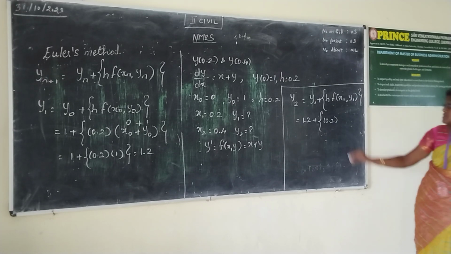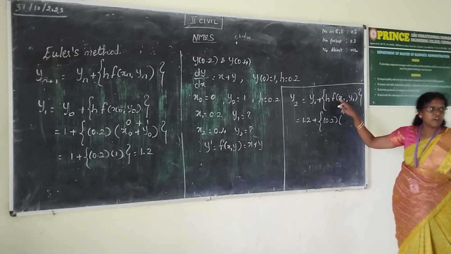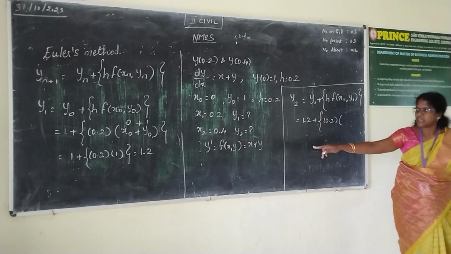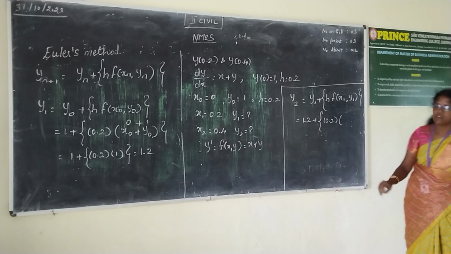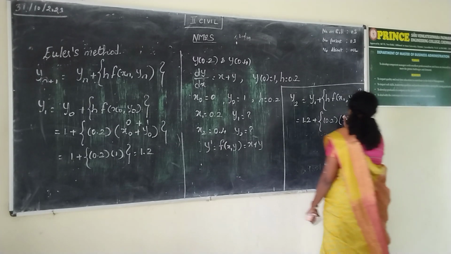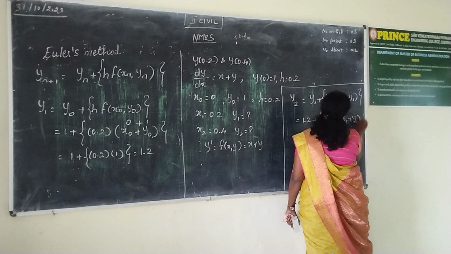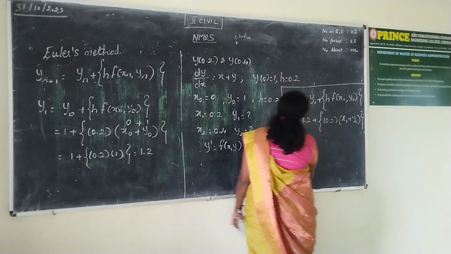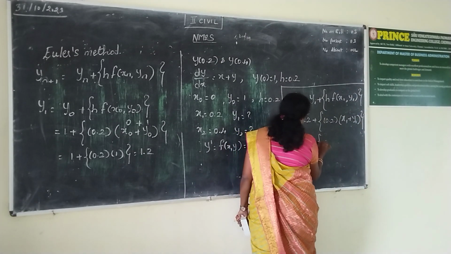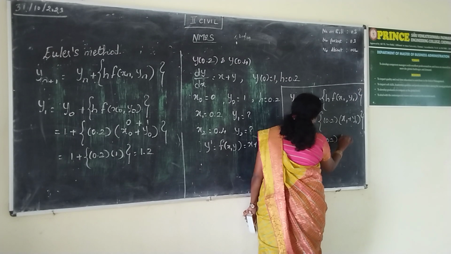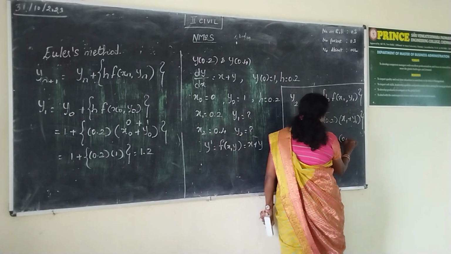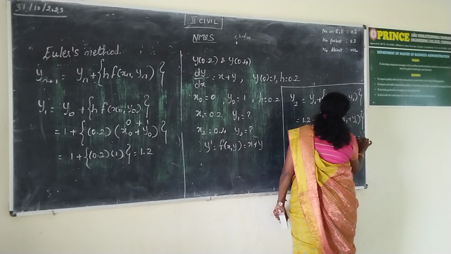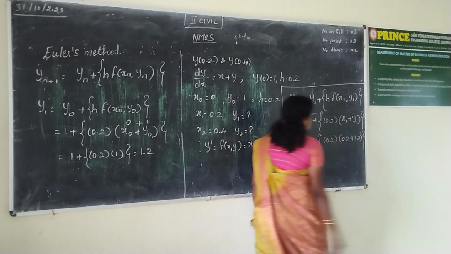1.4. Others? So to find f of x1 comma y1, in f of x comma y, replace x and y to be x1 and y1. So x1 plus y1. So this is equal to 1.2 plus 0.2 into x1, which for our problem is given to be 0.2, and y1 you got to be 1.2. Find this answer.